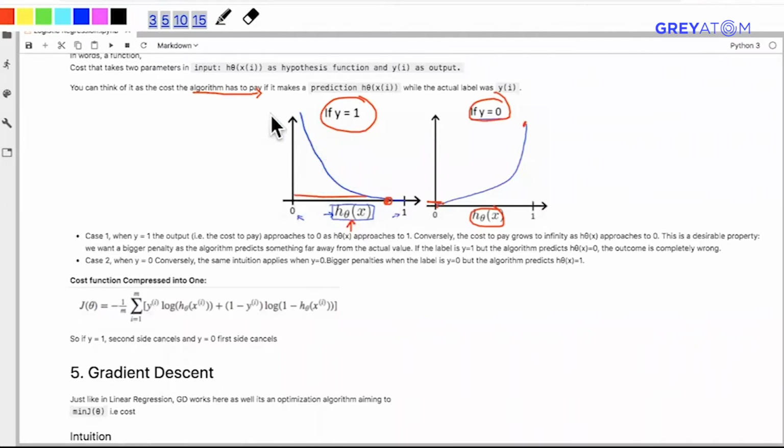And that's how the cost is summed up totally, and we strive to minimize it. I've just written down everything here. Case 1, when y equal to 1, the output approaches 0.